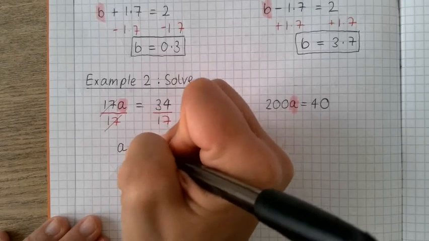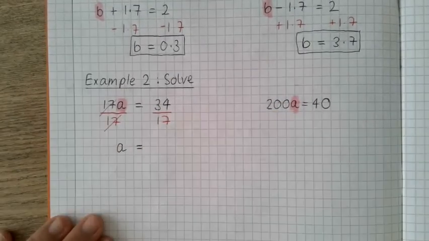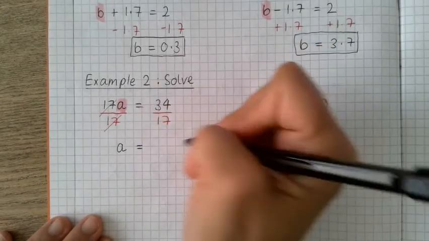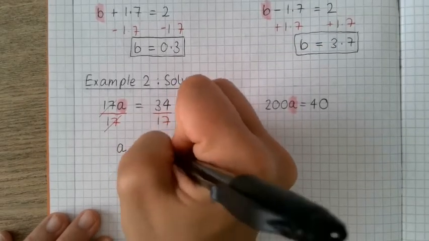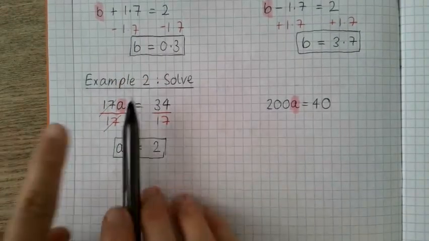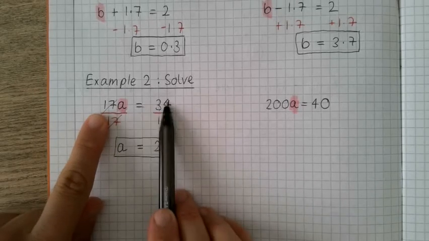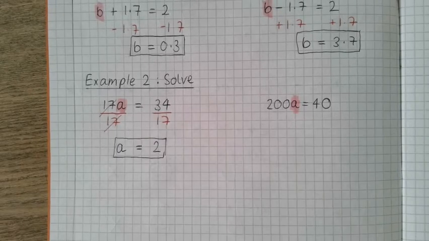Great, because that's what we're trying to find, isn't it? A single letter that satisfies this equation. That's what solving means. And 34 divided by 17 is equal to 2. So that value, a equals 2, satisfies this equation. 17 times 2 does equal 34. So we know we've done this right.